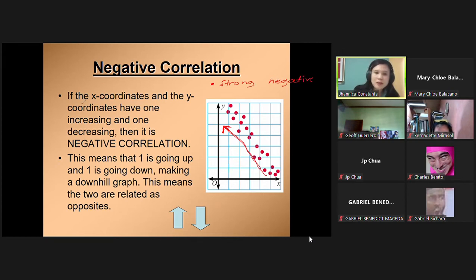It's the same concept with your strong positive. If you have a strong negative correlation or strong negative association, that means the dots in the graph are not scattered. But if you have a weak negative correlation or weak negative association, that means the dots in the graph are scattered.